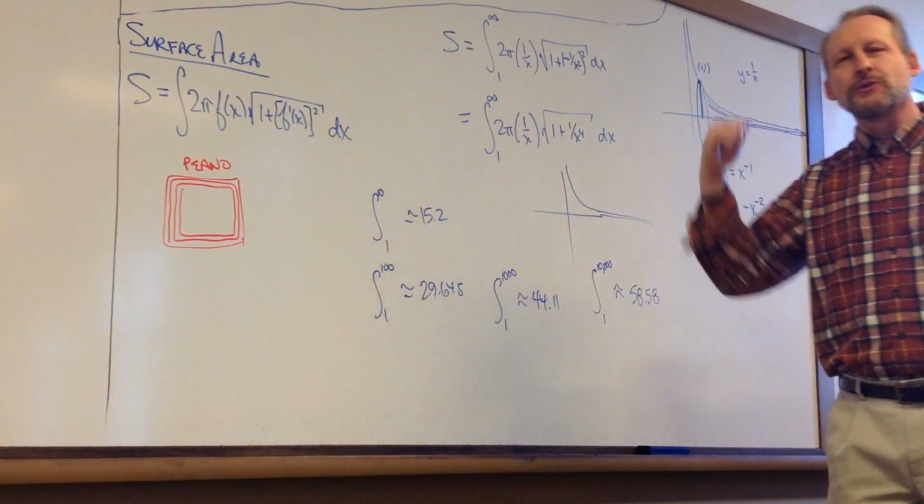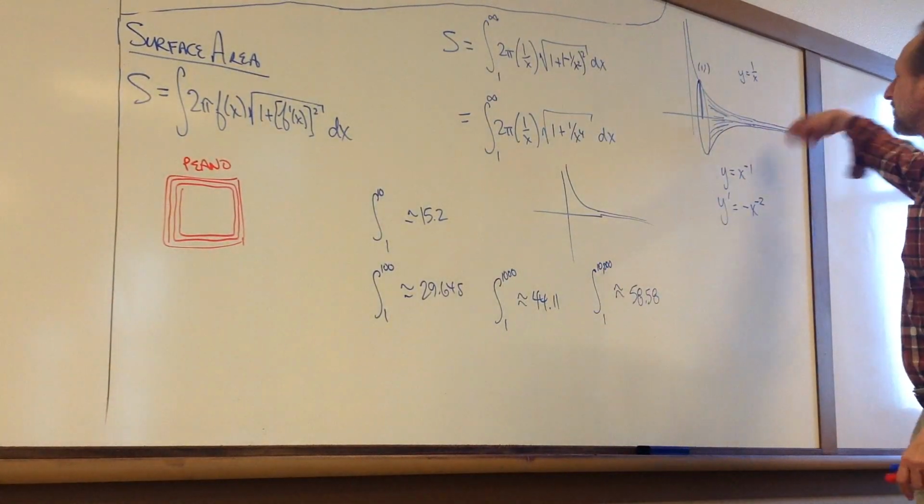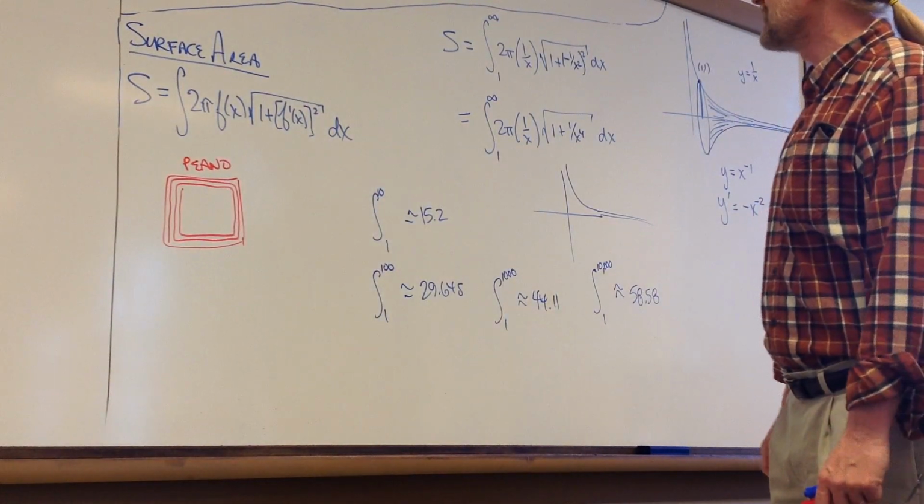One thing I saw about Torricelli's trumpet, people like to say that you could fill this with paint, but you would never have enough paint to paint the outside of it. So I thought that was kind of funny.